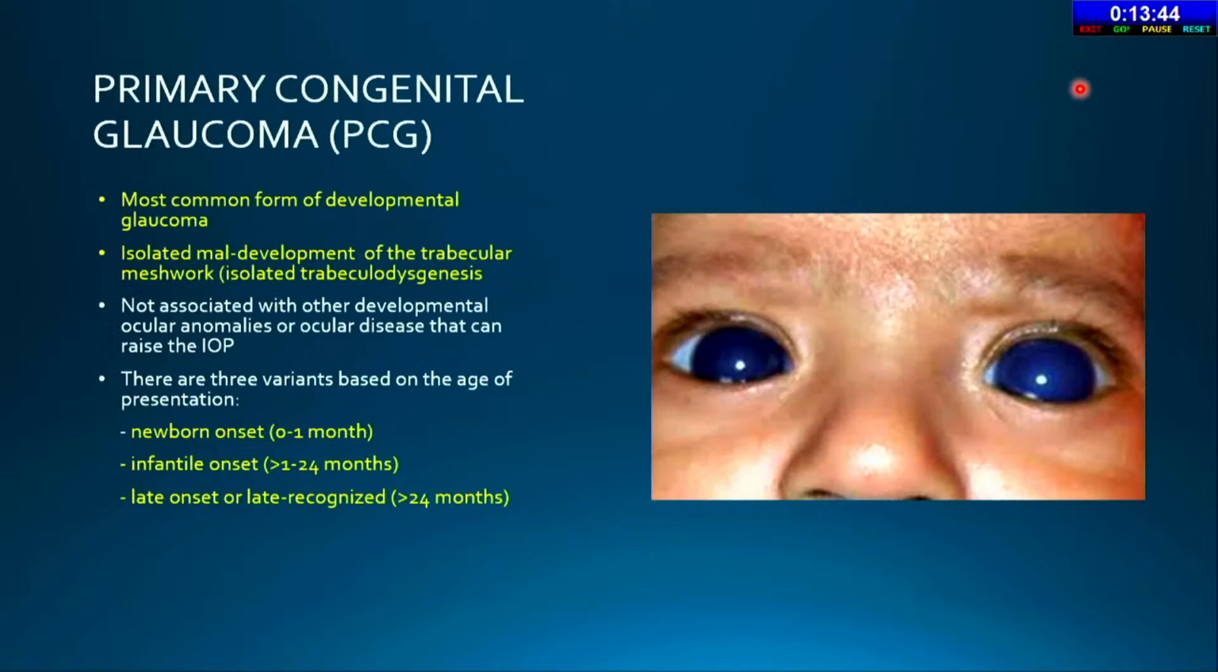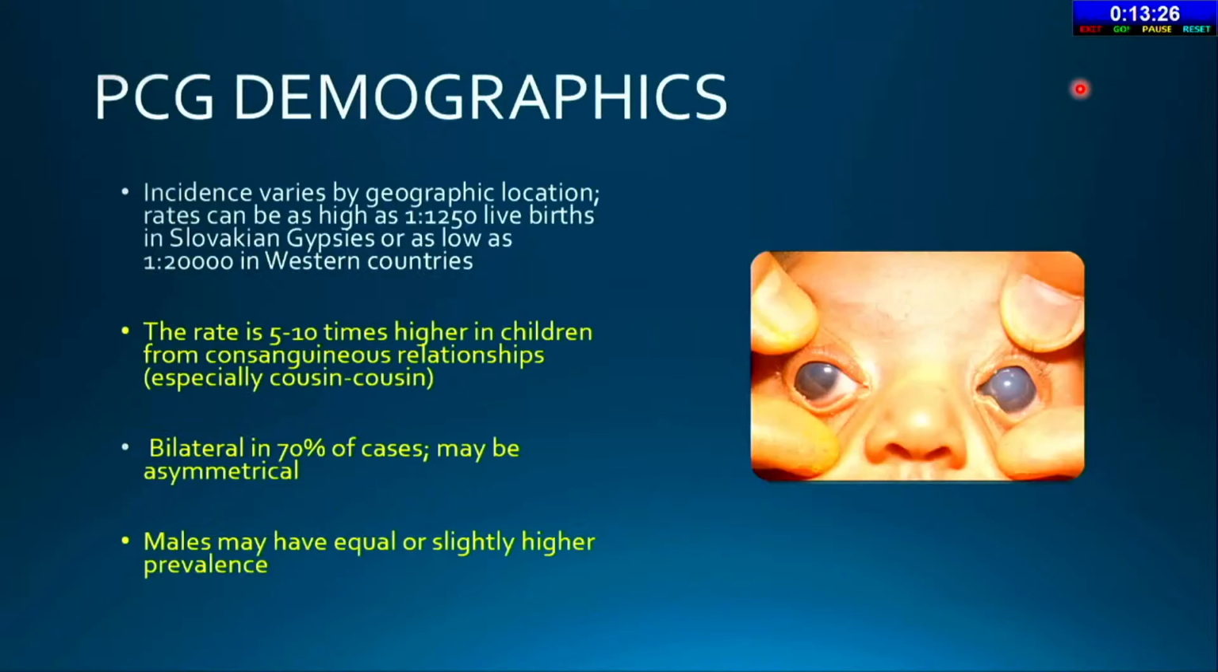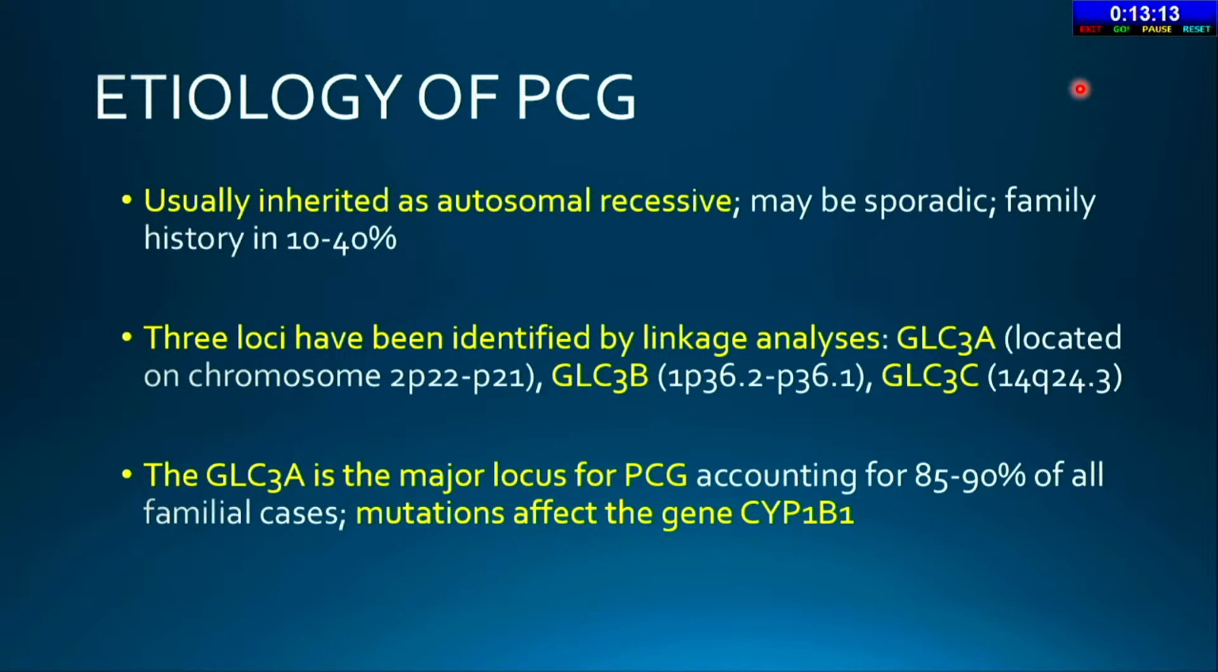Now we come to the main diagnosis for these developmental glaucomas, that is primary congenital glaucoma. Primary congenital glaucoma is the most common form of developmental glaucoma, and it is due to isolated maldevelopment of the trabecular meshwork, also called isolated trabecular dysgenesis. It can be newborn onset, infantile onset, or late onset. The condition is more common in areas where consanguineous marriage is common, particularly in southern India. It's bilateral in 70% of cases, but may be asymmetric.